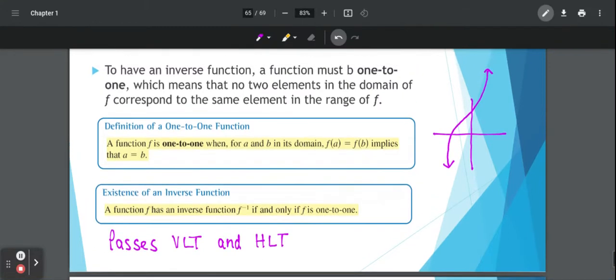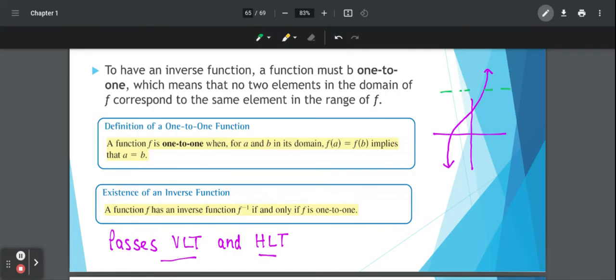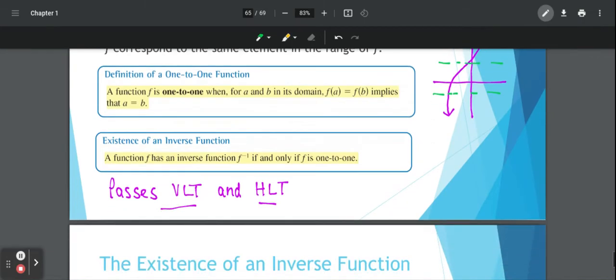So if it passes the vertical line test, then you have a function. If it passes the horizontal line test, so if you were to draw horizontal lines, those will only pass through once, which means that the inverse then is also a function. So remember that the vertical line test tells you if f of x is a function, and if a graph passes the horizontal line test, then the inverse is a function. And if they pass both, then you have a one-to-one function.